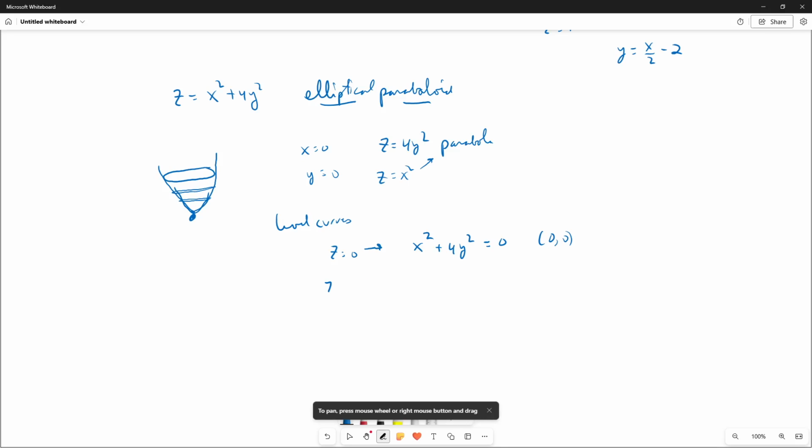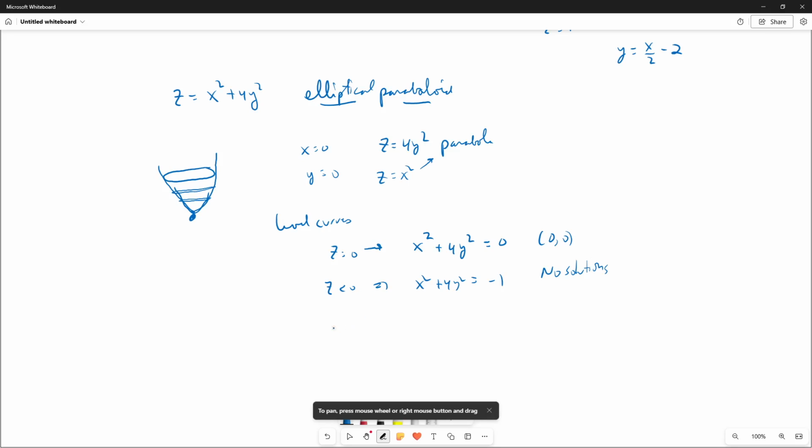And if we take z to be negative, then the equation x squared plus 4y squared equals some negative number, negative 1 or something, has no solutions. So this paraboloid never goes below the xy plane. The height is never negative.